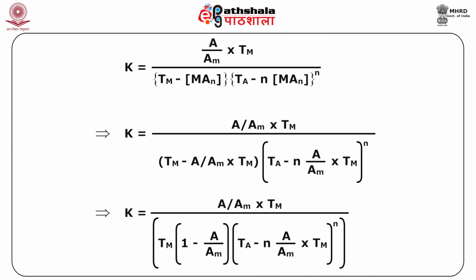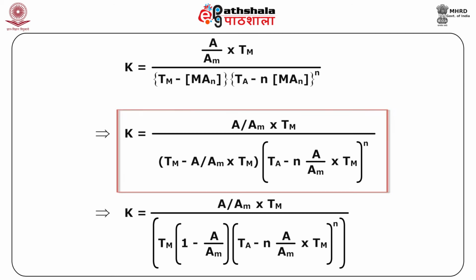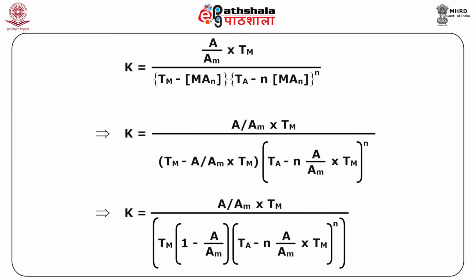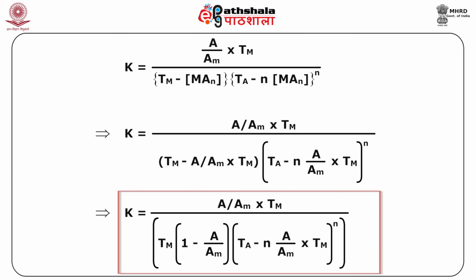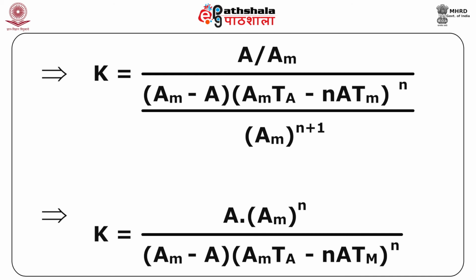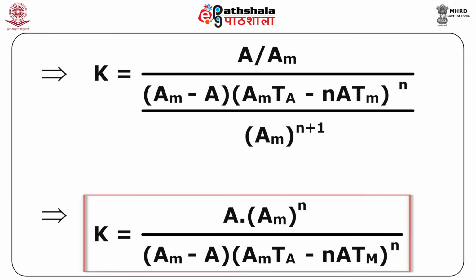This on simplification gives us the expression K as A upon Am into Tm in the numerator divided by Tm minus A upon Am into Tm into Ta minus n into A upon Am into Tm, raised to the power n. This gives us the expression on simplification as A upon Am into Tm divided by Tm into 1 minus A upon Am into Ta minus n into A upon Am into Tm, whole raised to the power n. So, with this on further simplification, we obtain the expression for K as A into Am raised to the power n in the numerator divided by Am minus A into Am Ta minus n into A into Tm, whole raised to the power n. Hence, we can say that by knowing the values of A, Am, n, Tm and Ta, the value of stability constant K can be calculated.